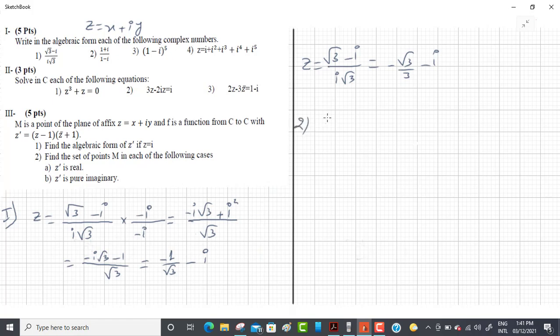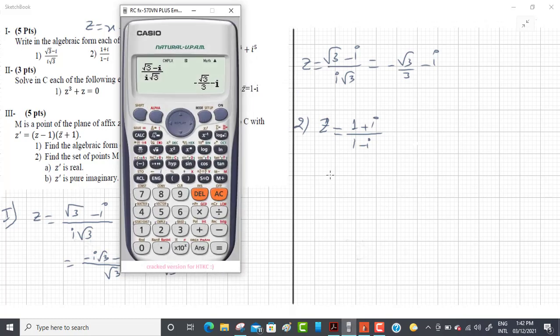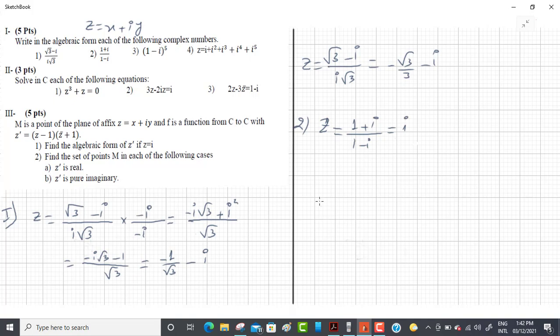Part 2: z equals 1 plus i over 1 minus i. If I have to write it in the complex form, I maybe should multiply by the conjugate of the denominator, which is 1 plus i, 1 plus i. Then I have to expand and reduce. But also there is an easier way. I can just write it on the calculator, 1 plus i over 1 minus i. Equal, the answer is i, and that's it.